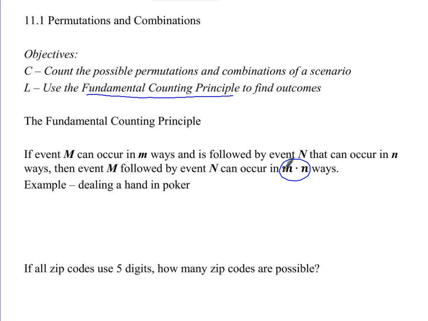Dealing a hand in poker. If I want to know how many ways I can deal 2 cards to you in poker, then the fundamental counting principle says, take the number of ways that I can do event 1 times the number of ways that I can do event 2. How many ways can I do event 1? Event 1 would be me dealing that first round of cards. How many ways can you get that first card? 52. How many ways can you get that second card? That's event N. 51. So you'd have 52 times 51, which we've done enough. We know it's 2,652.